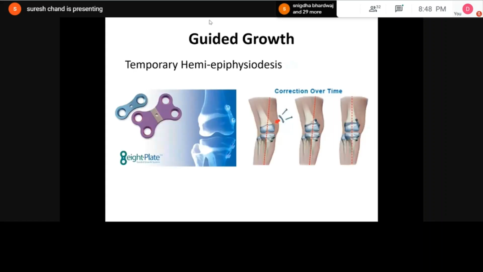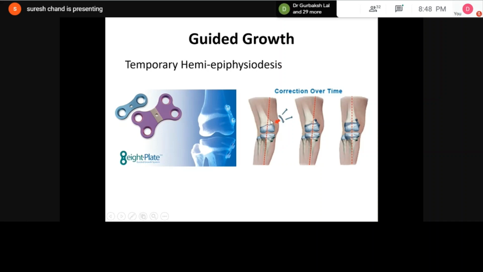So, what is guided growth? The growth plate is the growing area of bone where the height and the length of the bone comes from, also called the physis. Hemiepiphysiodesis is restricting the growth of half of the physis. If we restrict the growth of one side of the physis, the other part will continue to grow and the deformity will get controlled. That's why this 8 plate was designed to do this job, and this is called temporary hemiepiphysiodesis.